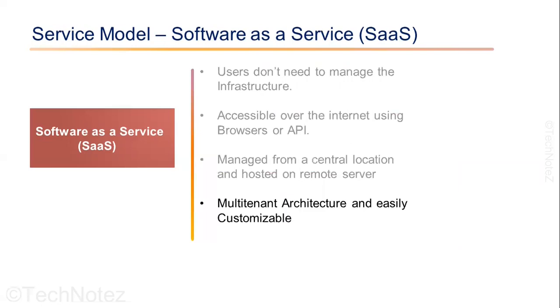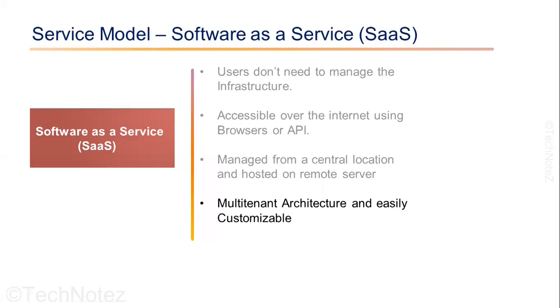Software as a service is a multi-tenant architecture and easily customizable, which means multiple users run on shared infrastructure and use the same computing resources. The data and workload of each user is logically separated and remains isolated from the data of other users. SaaS is easily customizable and designed to fit any organization's unique requirement without changing the organization's infrastructure.